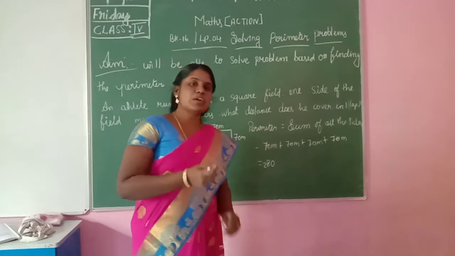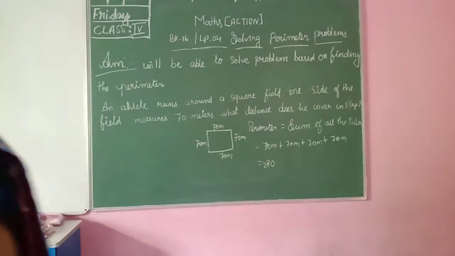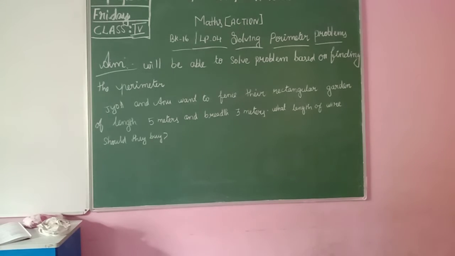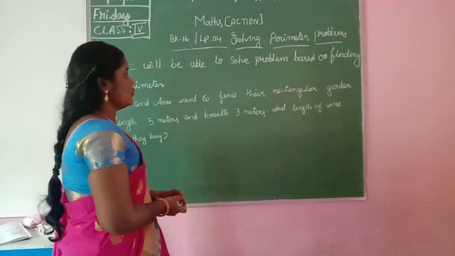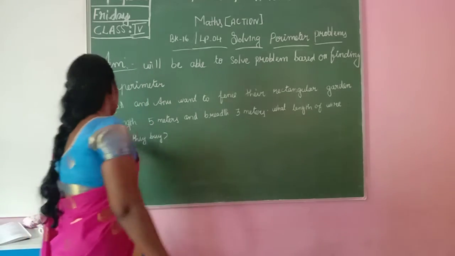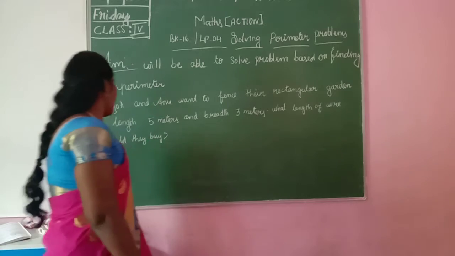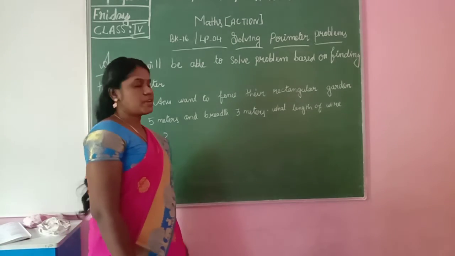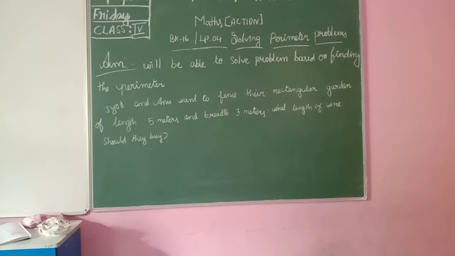Now I am going to give one more sum. You should solve it in your rough book. You need to copy this sum. Jyoti and Anu want to fence a rectangular garden. The rectangular garden's length is 5 meters and breadth is 3 meters. What length of wire should they buy? You need to solve this problem in your rough book. We will discuss this in the analysis part. Thank you.